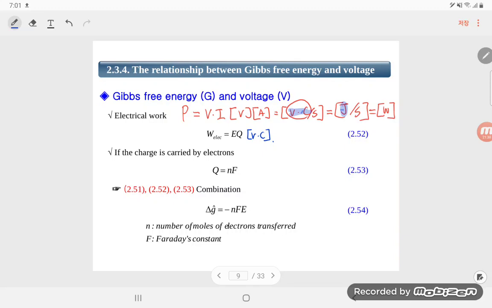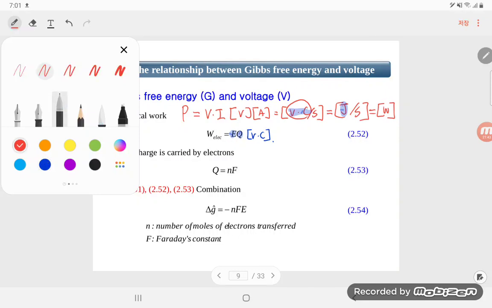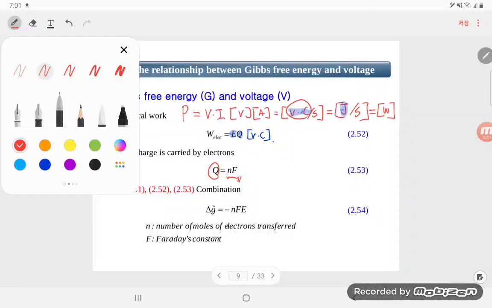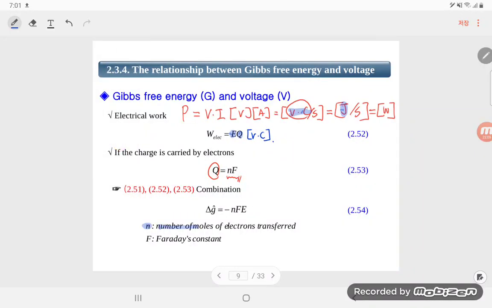Okay, so E is the voltage and Q is the charge. And then how can we calculate the Q? Q is calculated like this, nF. Then what is n and what is F? n is the number of moles of electrons transferred. And F is the Faraday constant. What is the Faraday constant?